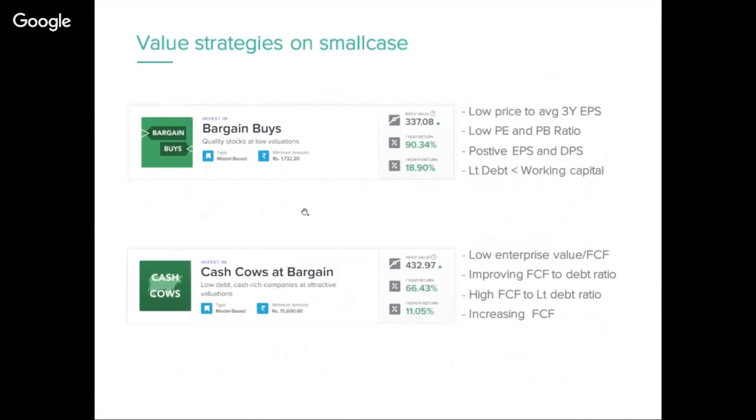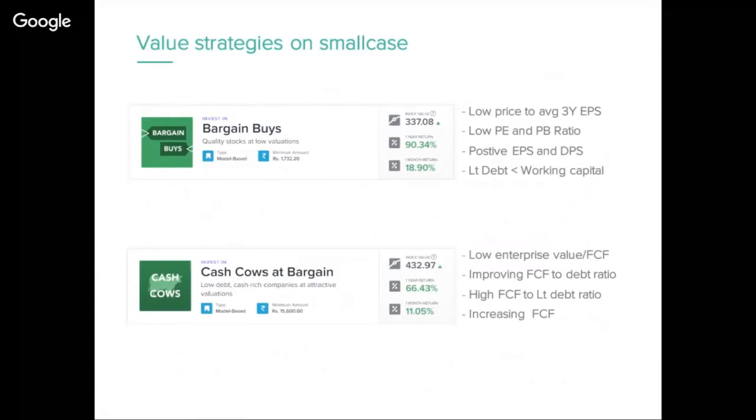The second value investing strategy that we will be discussing is Cash Cows at Bargain. This is also live on our platform and has generated a return of more than 60% in the last 1 year. This strategy focuses a lot on free cash flow. Many famous investors have told us again and again that the perfect gauge to measure the profitability of a company is the free cash flow available.